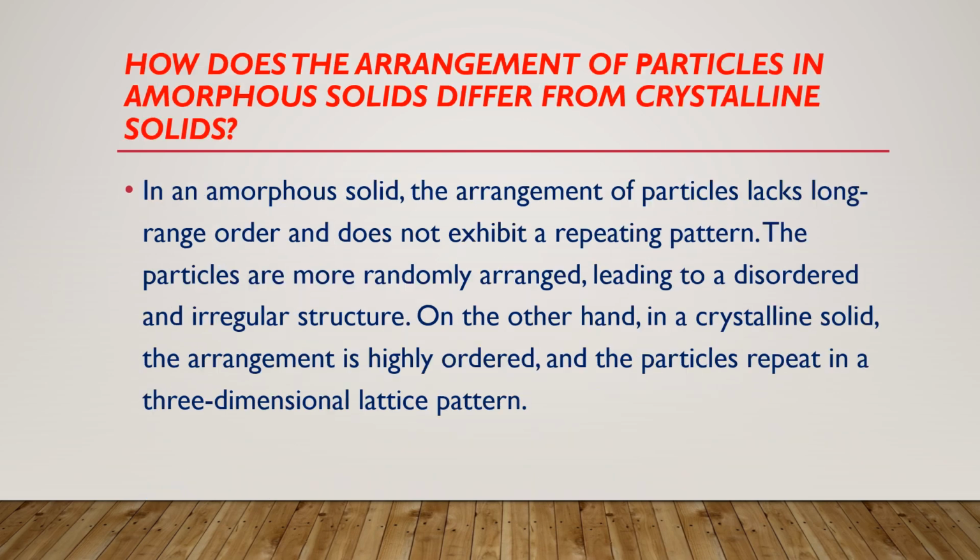How does the arrangement of particles in amorphous solids differ from crystalline solids? In an amorphous solid, the arrangement of particles lacks long-range order and does not exhibit a repeating pattern. The particles are more randomly arranged, leading to a disordered and irregular structure. On the other hand, in a crystalline solid, the arrangement is highly ordered and the particles repeat in a three-dimensional lattice pattern.